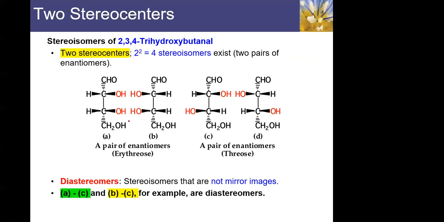Point number one, they should be mirror images. Non-superimposable mirror images. Asymmetric, very good. And the third thing is they should have at least one chiral center or a stereo center. Okay. Now, let's say we have a molecule which has more than one stereo centers.